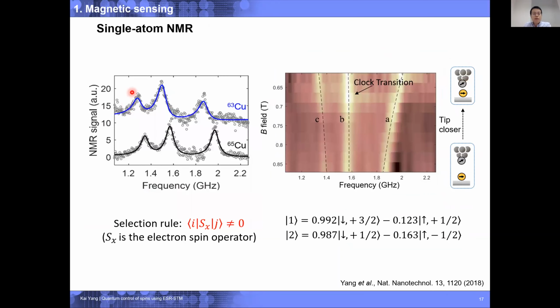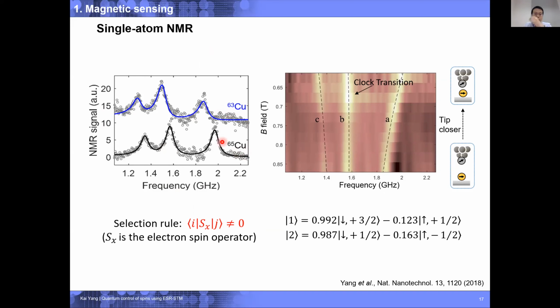Okay, so since we can polarize the nuclear spin, that means we can initialize the nuclear spin. So we can then demonstrate the measurement of the nuclear magnetic resonance of a single copper atom. This is done by applying an RF voltage with a frequency that matches the nuclear spin levels, around 1.5 gigahertz. So here is the NMR spectra of 2 different copper isotopes.